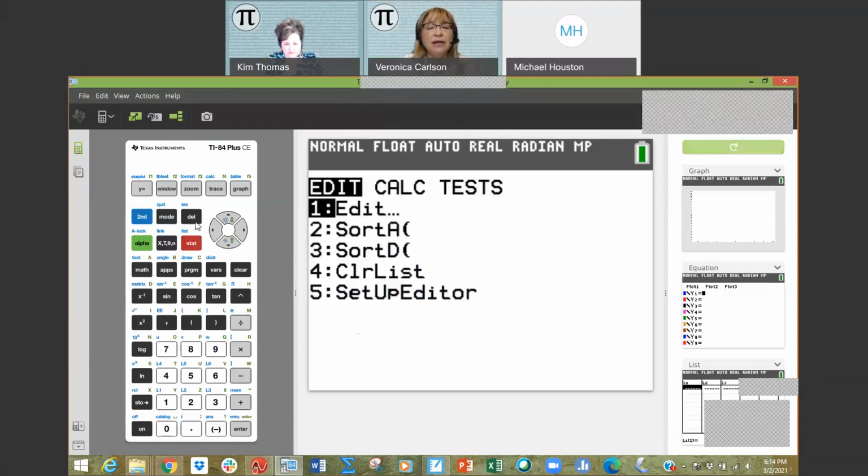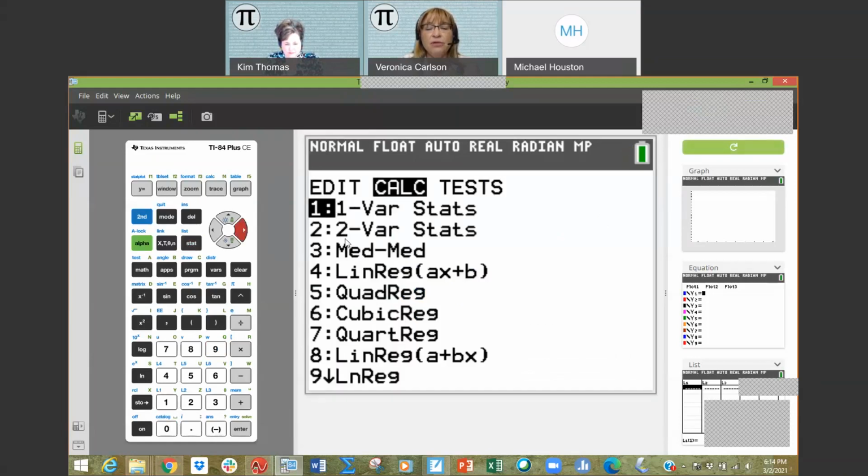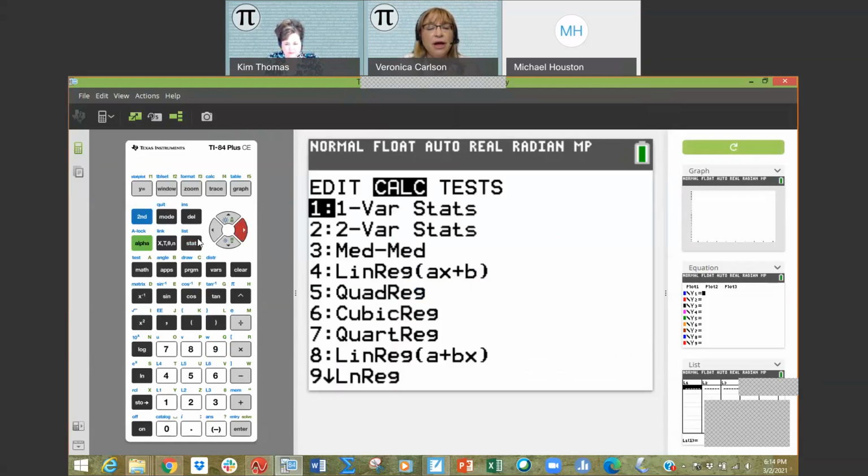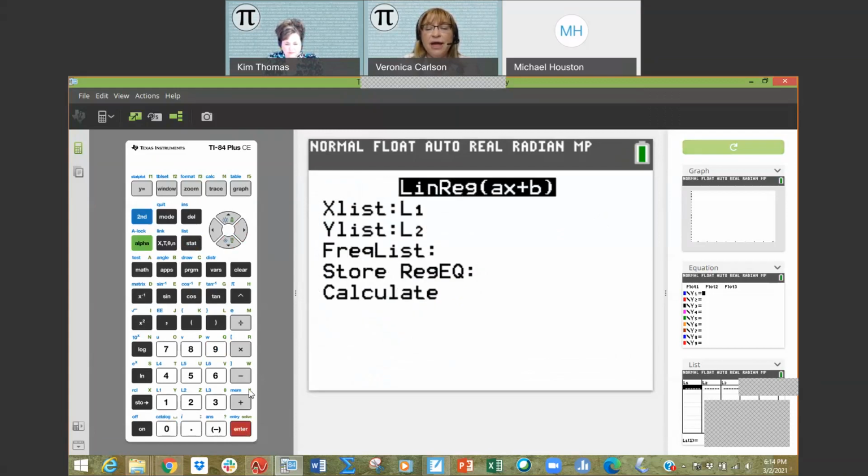So we're going to go stat, calc, and we know that we're thinking it looks linear. I can arrow down, or I can just push number 4 and enter. Now what is in the X list? Well, is that list 1? Is that our circumference? No. So I need to say our X list is list 2 and our Y list is list 1. Frequency, we don't have frequency information this time.